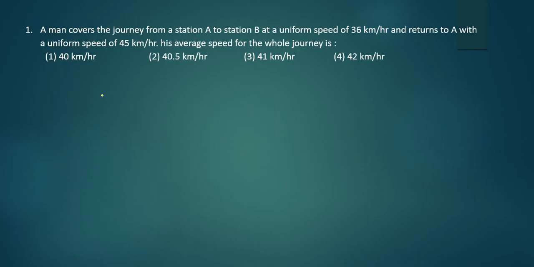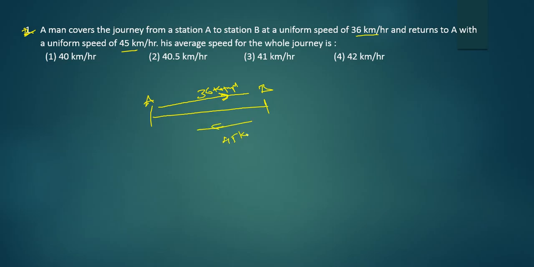See, next question. Second one. Okay. Now a man covers the journey from station A to station B at a uniform speed of 36 km per hour and returns to A at a speed of 45 km per hour. His average speed for the journey is? Now what is given here? A person traveled from A to B at a speed of how much? 36 km per hour, 36 kmph. While returning, what is his speed?